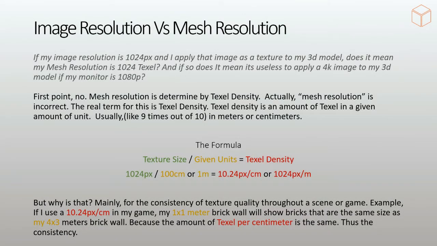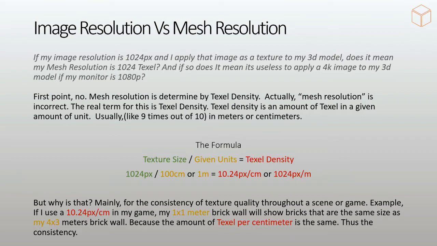So I'm gonna ask myself a question, because I think it's gonna be easier to understand that way. If my image resolution is 1024 pixels and I apply that image as a texture to my 3D model, does it mean my mesh resolution is gonna be 1024 pixels? And if so, does it mean it's useless to apply a 4K image to my 3D model if my monitor is only 1080p capable? First point, no.